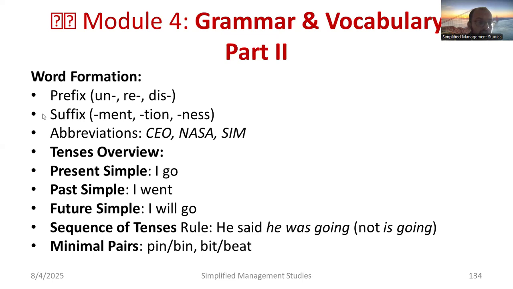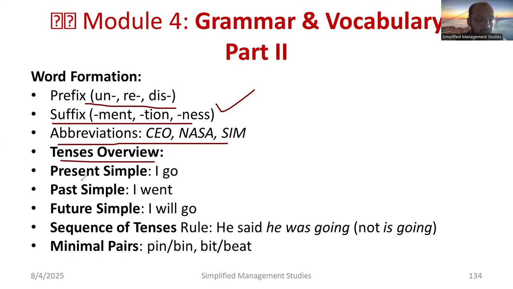So here what you can do is remember word formation. Prefix and suffix. Prefix examples: unprivileged, re, disappointment. Then suffix: attainment, concatenation. Like that you have to remember. Abbreviations: CEO, NASA, SIM. Those abbreviations you have to remember.